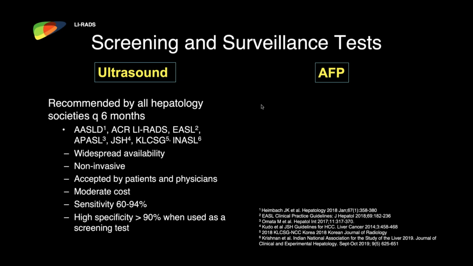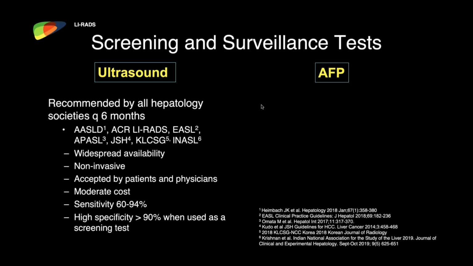Sensitivity, on the other hand, is where I think we receive the greatest criticism for ultrasound. Currently, the most accepted range for the sensitivity of ultrasound is somewhere between 60 to 94%. You're going to see some papers out there that quote ultrasound sensitivity as lower than 60%, but I caution you that when you look at those papers, they are not including pre-transplant patients and Child-Pugh C patients, because those patients should not be undergoing ultrasound screening and surveillance, and they will actually lower the sensitivity rates.